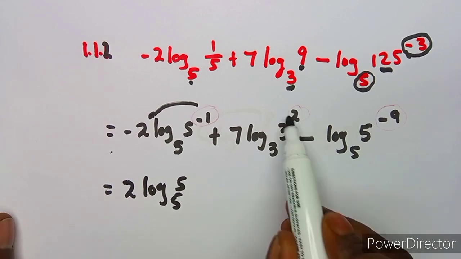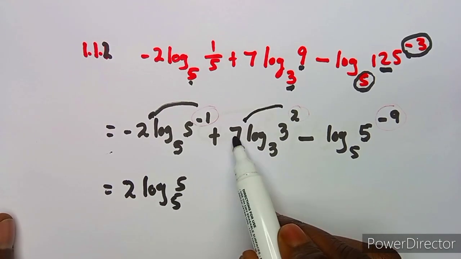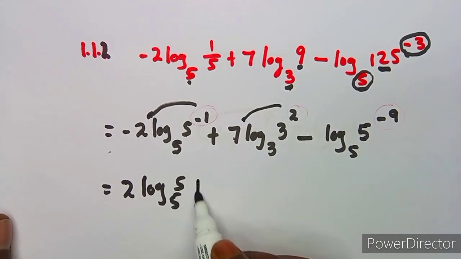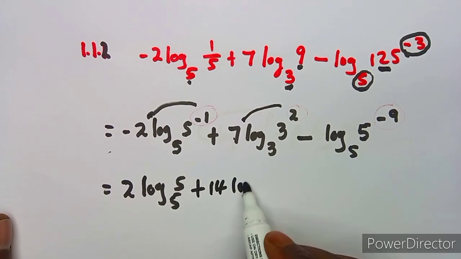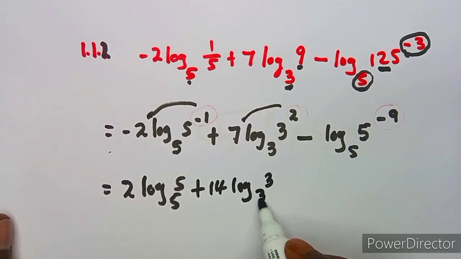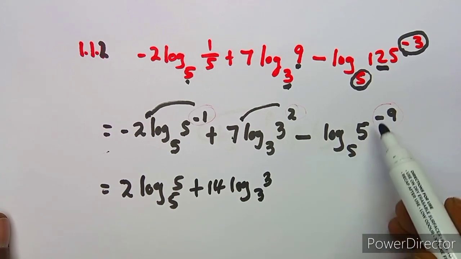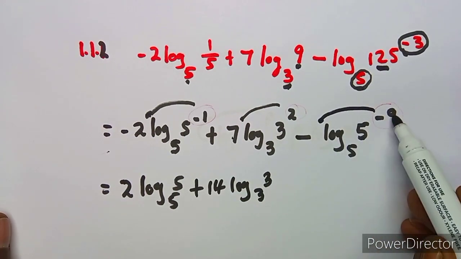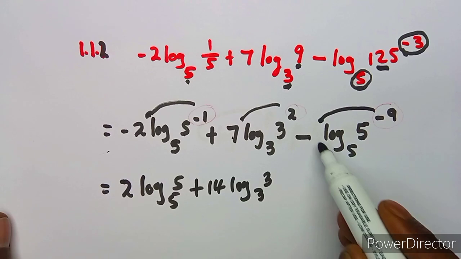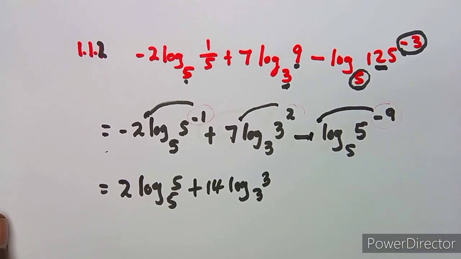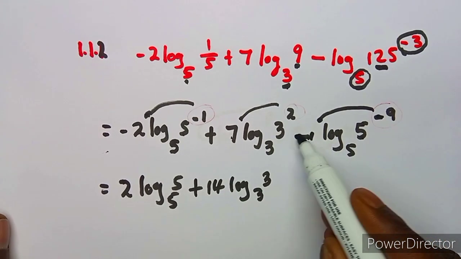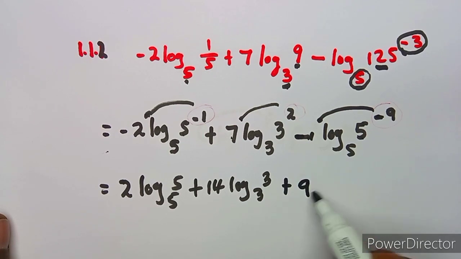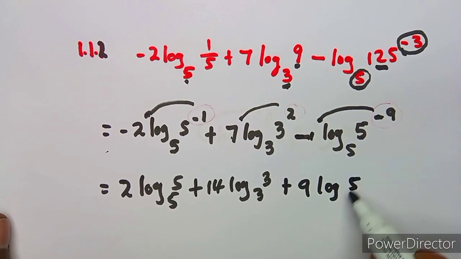All right, you do the same here. 2 times 7, which is 14 log 3 base 3. All right, you do the same here. Minus 9 and minus 1. So this one is same like this minus 1 there. So it's minus 9 times minus 1, which is a positive 9 log 5 base 5.